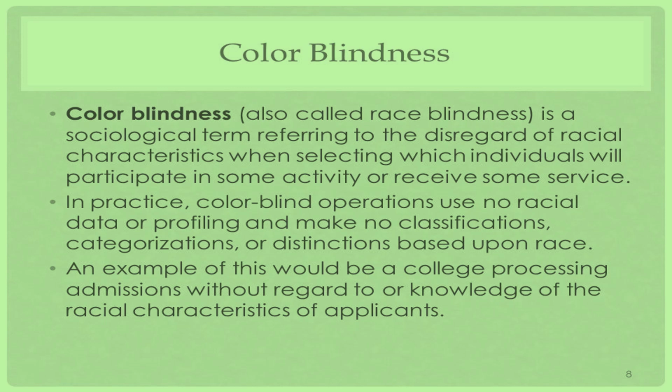An example of this process would be a college admissions process without regard to or knowledge of the racial characteristics of applicants. So this would be an entirely colorblind process. And of course, most colleges don't do it this way because they take into account other values in applicants, like diversity, which may necessitate looking at racial characteristics to some degree. So it's not a universally practiced thing, but colorblindness is used as a criticism of processes like college admissions that do take race into account in a certain way when evaluating diversity and things like that.